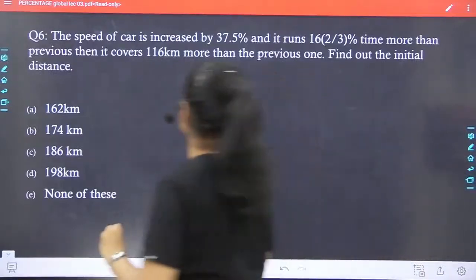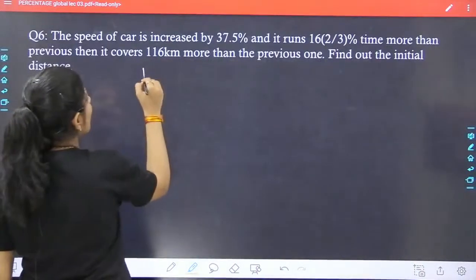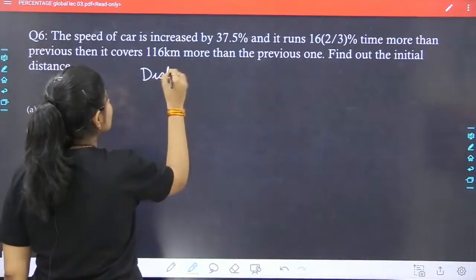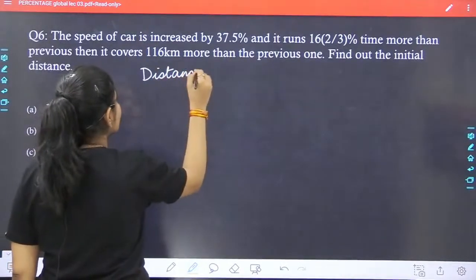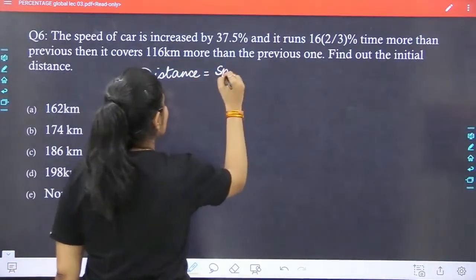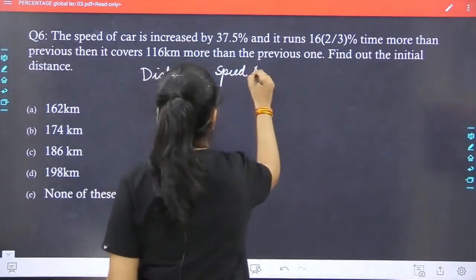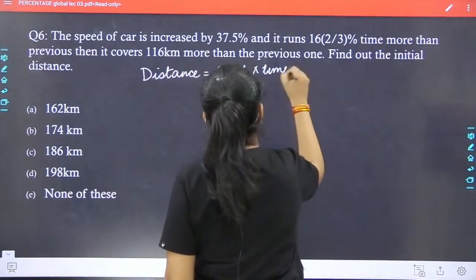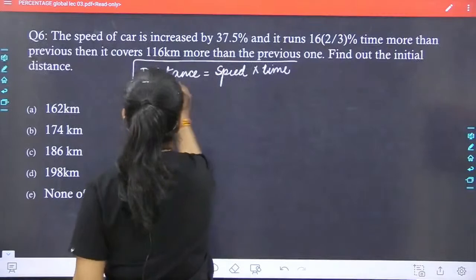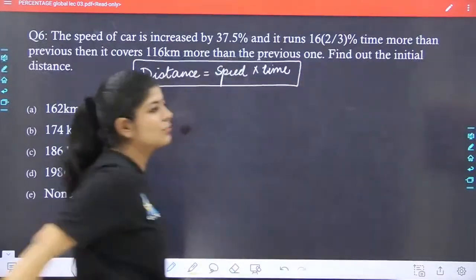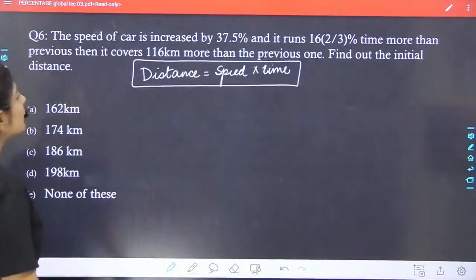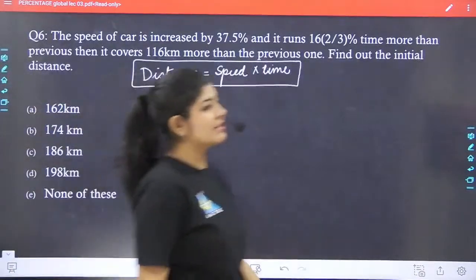While we are solving this question, we need to keep one formula in our mind, that is distance is equal to speed into time. We have to keep this formula in our mind while solving this question. Now we have to calculate the initial distance.